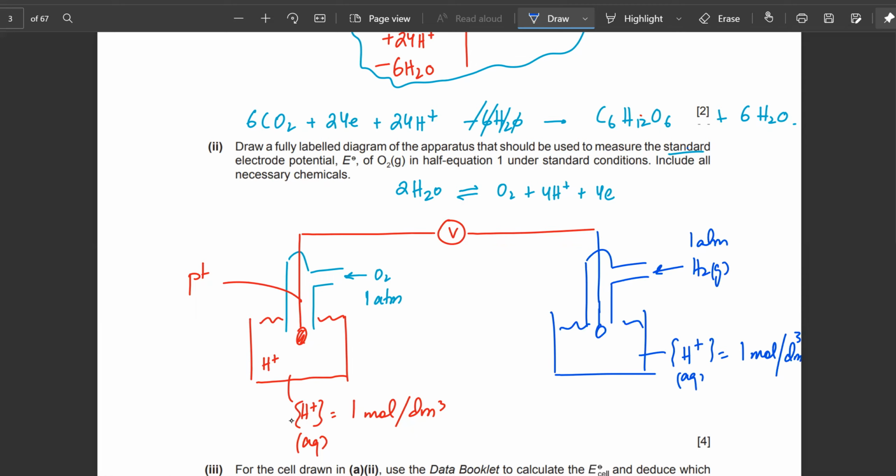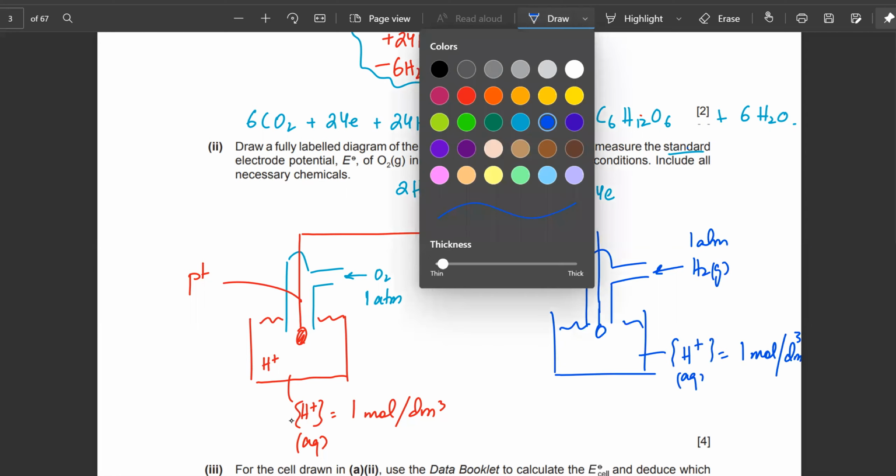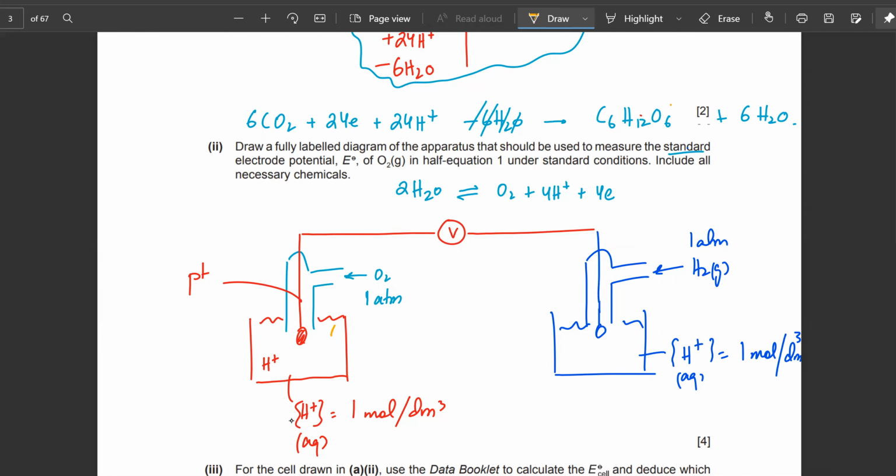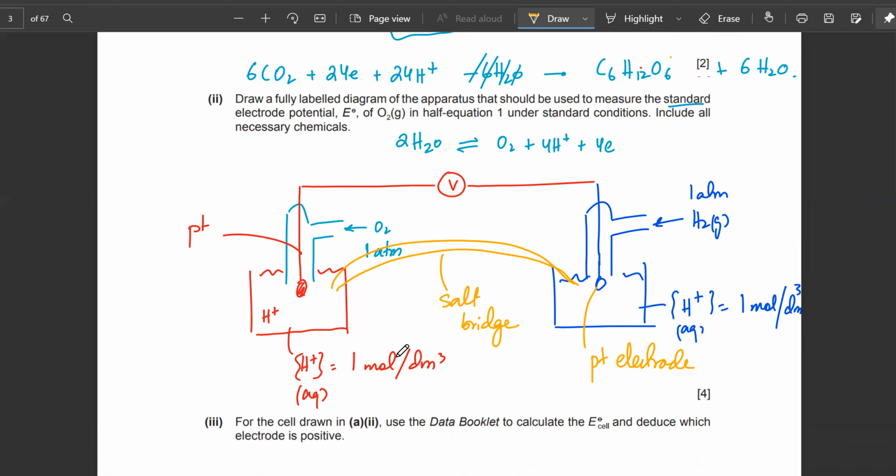And there's one more thing, one thing is missing. What is that thing? A salt bridge. Okay, so you have to mention a salt bridge. That is going to be added. So a salt bridge is missing. So you have to label everything. This is the platinum electrode. That one is a salt bridge. This is a voltmeter, you can write voltmeter over here. So everything has to be mentioned. So remember, it's a 4-mark question. You're going to get questions on drawing of electrodes.